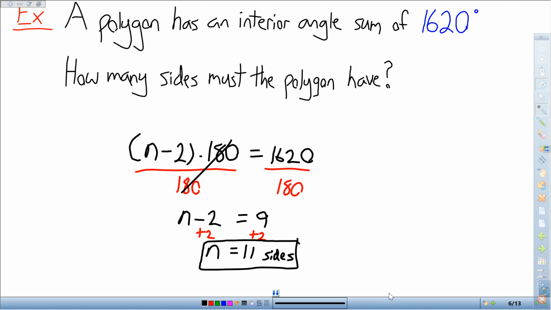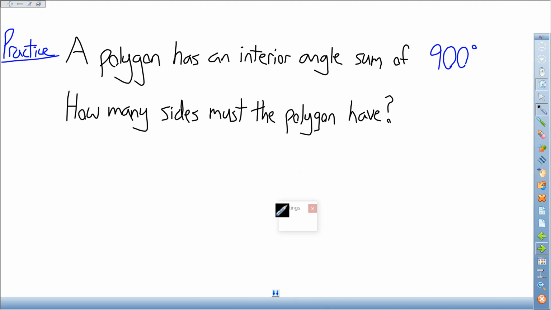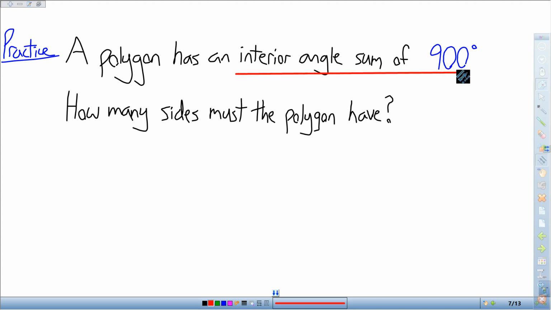Okay, so yeah, these are not too shabby. I'm going to have you guys try one a lot like this. On this problem here, you probably don't need all of the directions. If you just want to write out this part right here, interior angle sum of 900, go ahead and do the same process. Set our formula equal to that, and then see if you can solve for n. Okay, pause the video, try it out.